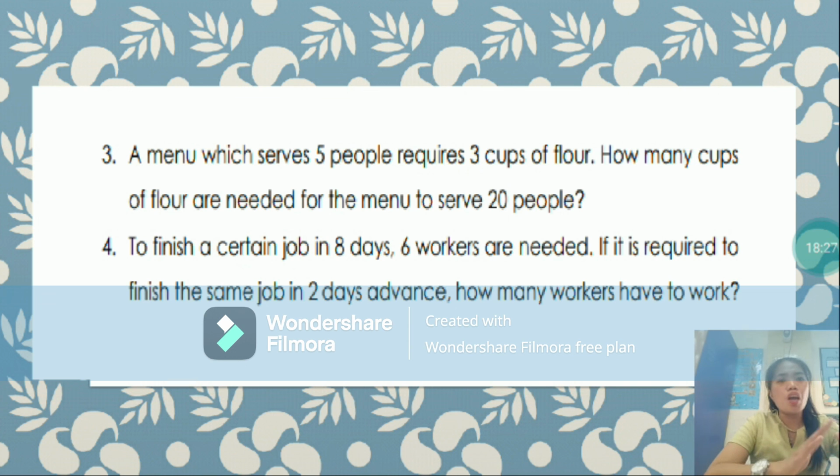I'm sorry, I have read number 3 again. Number 3, a menu which serves 5 people requires 3 cups of flour. How many cups of flour are needed for the menu to serve 20 people? Number 4, to finish a certain job in 8 days, 6 workers are needed. If it is required to finish the same job 2 days in advance, how many workers have to work? Okay, so you have to answer all 4 problems and make sure you have a complete solution for each problem. I hope you are enjoying this lesson.